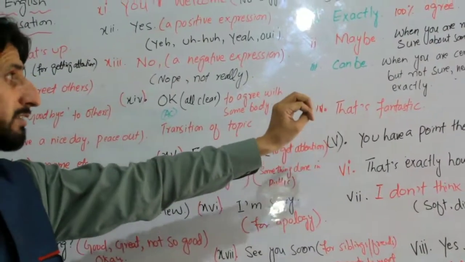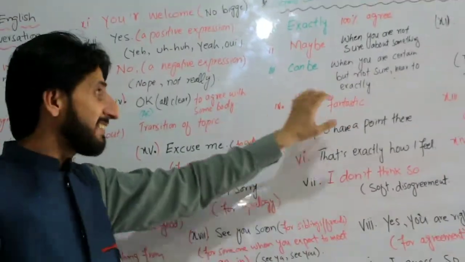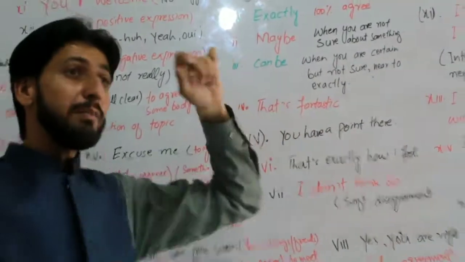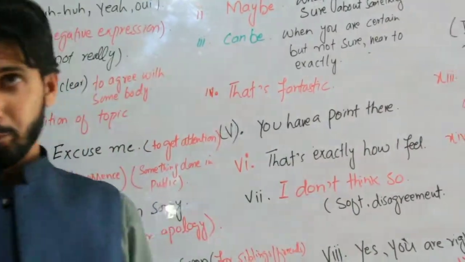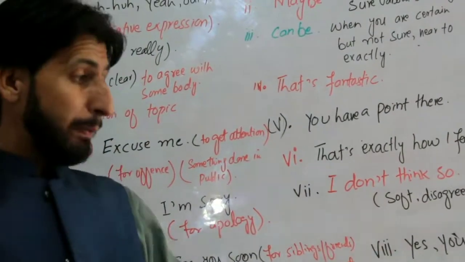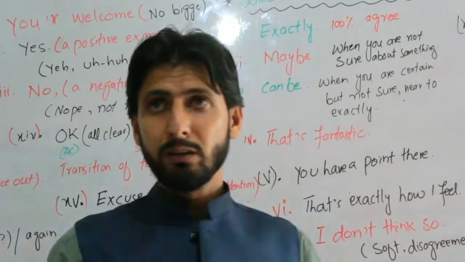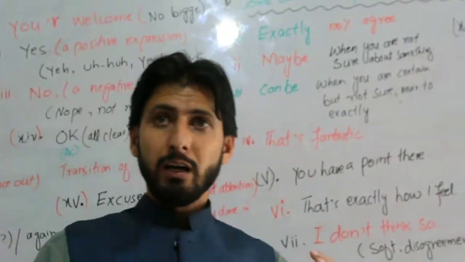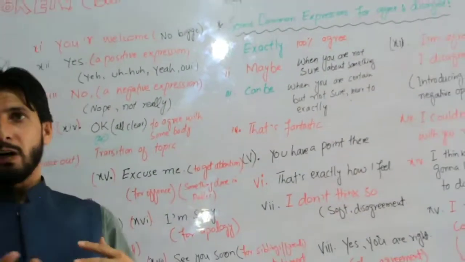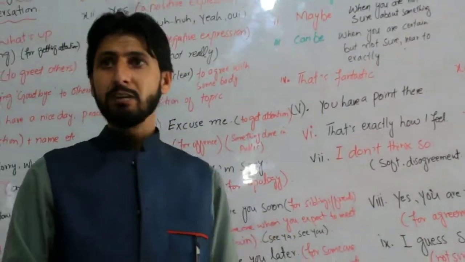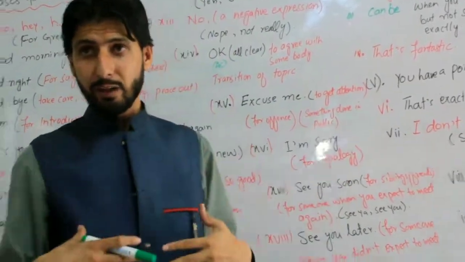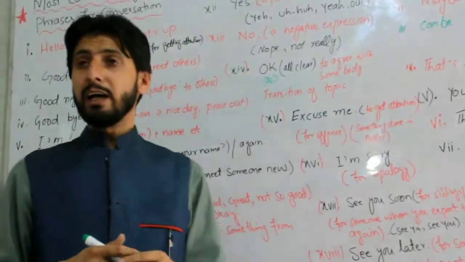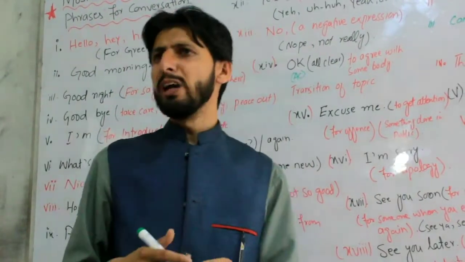Okay, now moving to the next point, can be. Can be is used when you are certain but not sure. It is near to exactly. What is the meaning of can be? For example, a person enters the class wearing the uniform of an advocate, and he also has a tag around his neck, and you also know him.